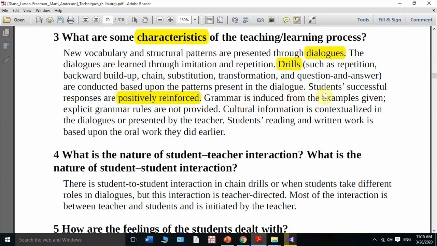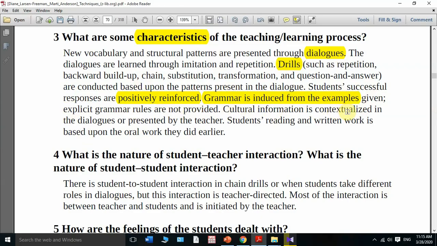Grammar is induced from the examples. You remember we said first we have a lot of examples, and then based on the examples we will teach them the grammar. So this is what we mean by inducing the grammar from examples. It means that first we provide them with a lot of examples, and based on the examples we have, we try to take out the grammatical rules. So grammar is induced from the examples, and so this is what we mean by saying explicit grammar rules are not provided.